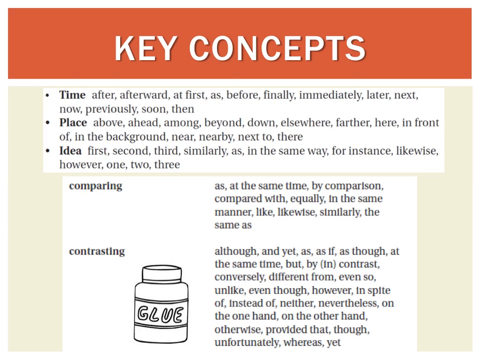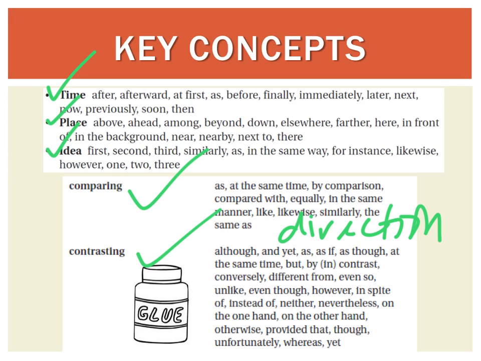You can use time words to signal that you're moving on to your new example or your next ideas. You can use place words. You can use these kinds of words: first, second, third. If you're comparing, you can use this kind of language. If you're contrasting, this kind of language. And all this language, again, is very important in showing the direction of your thinking to me as the reader.